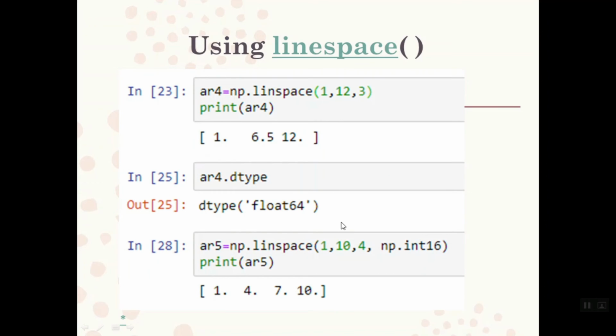But the default type is again float64. And here if you write linspace 1, 10, 4 and np.int16, it means the type of data contained will be int16 and it will have 4 values between 1 and 10. So it has just selected 2 values, that is 4 and 7, in between 1 and 10.